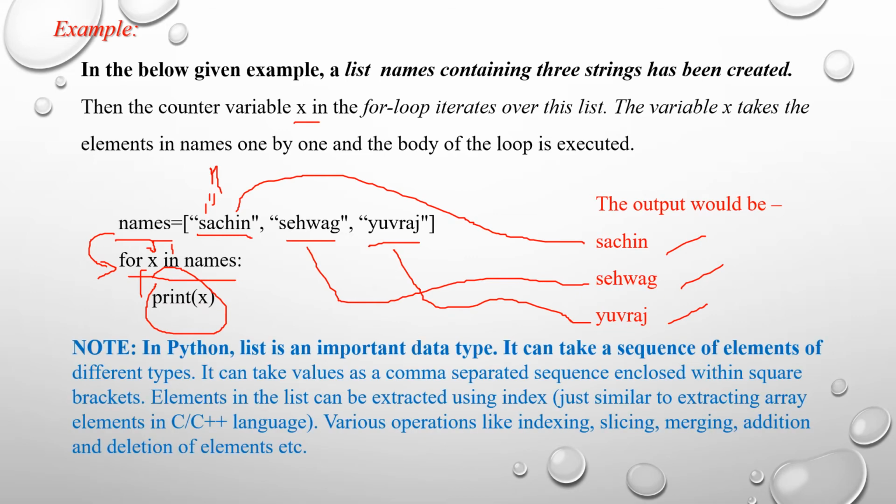Note that in Python, list is an important data type. It can take a sequence of elements of different types. It can take the values as a comma separated sequence enclosed within square brackets. The elements in the list can be extracted using an index, just like extracting array elements in C++. Various operations like indexing, slicing, merging, adding and deleting elements are possible. We will discuss all these things later.